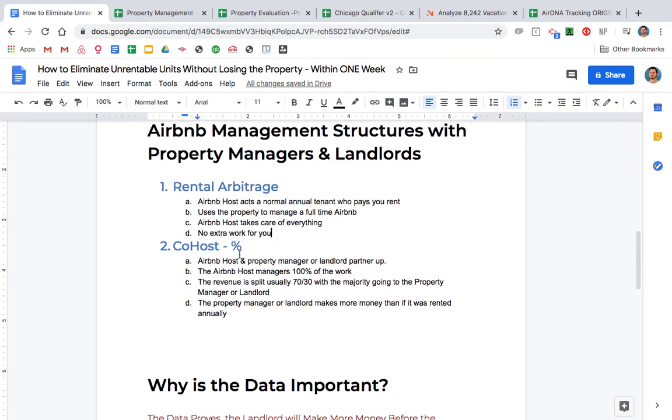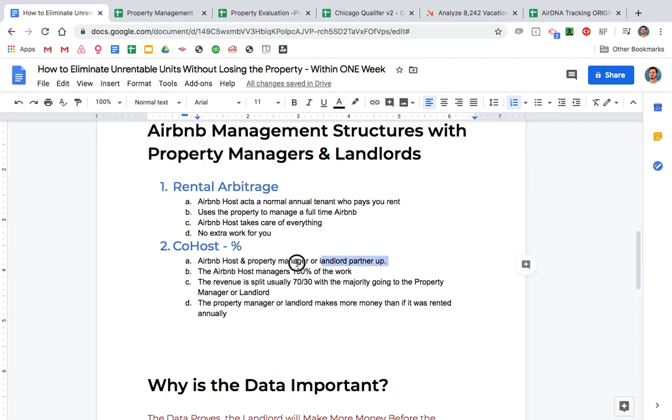Anyways, the next one is the co-host. Okay, so co-hosting is the exact same thing as property management, except you're not just trying to find annual tenants, you're running a full-time Airbnb, okay? Co-hosting is where the Airbnb host and the property management company or the landlord partner up together.